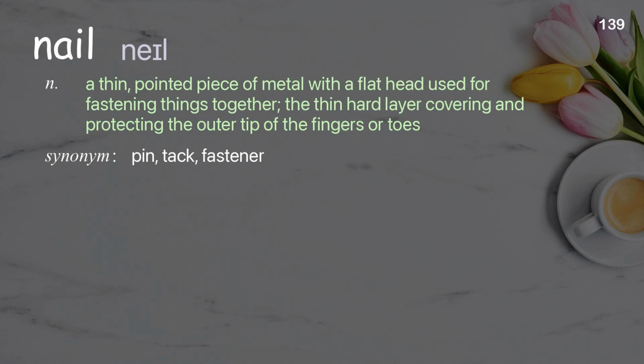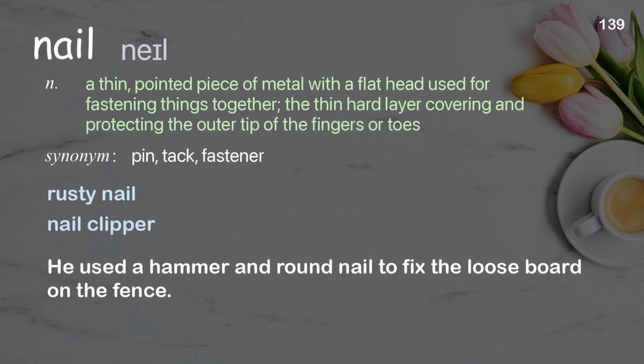Nail. A thin, pointed piece of metal with a flat head used for fastening things together. The thin hard layer covering and protecting the outer tip of the fingers or toes. Examples: rusty nail, nail clipper. He used a hammer and round nail to fix the loose board on the fence.